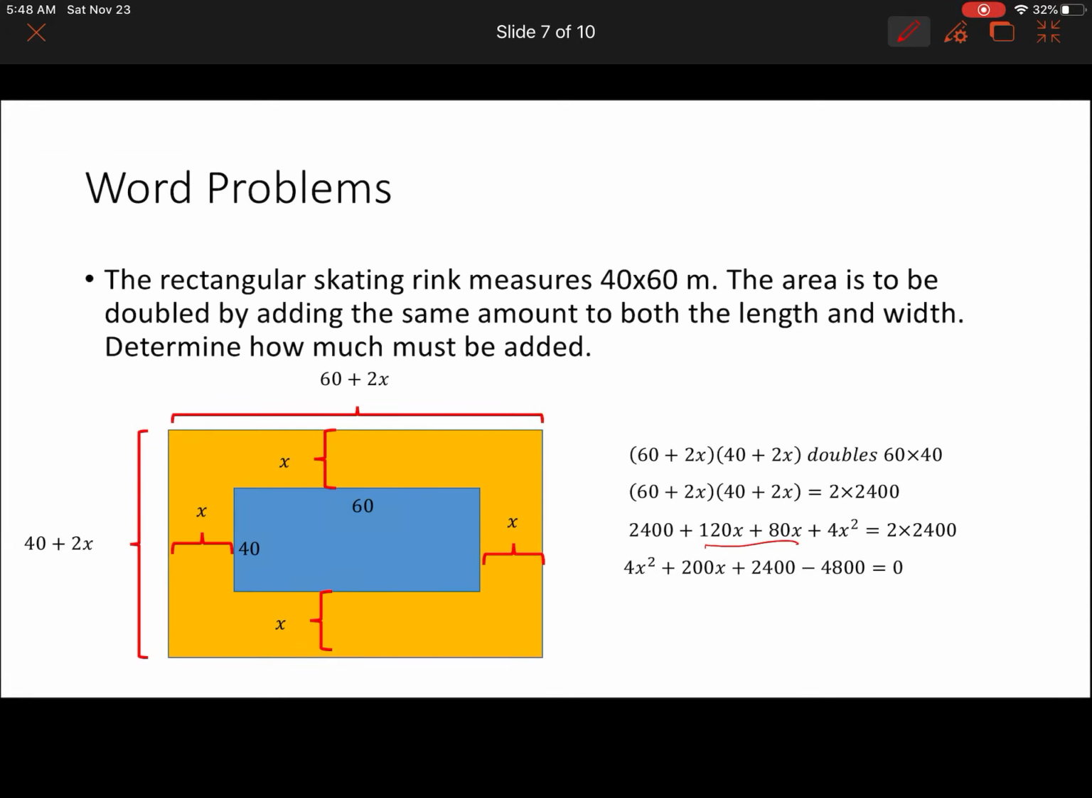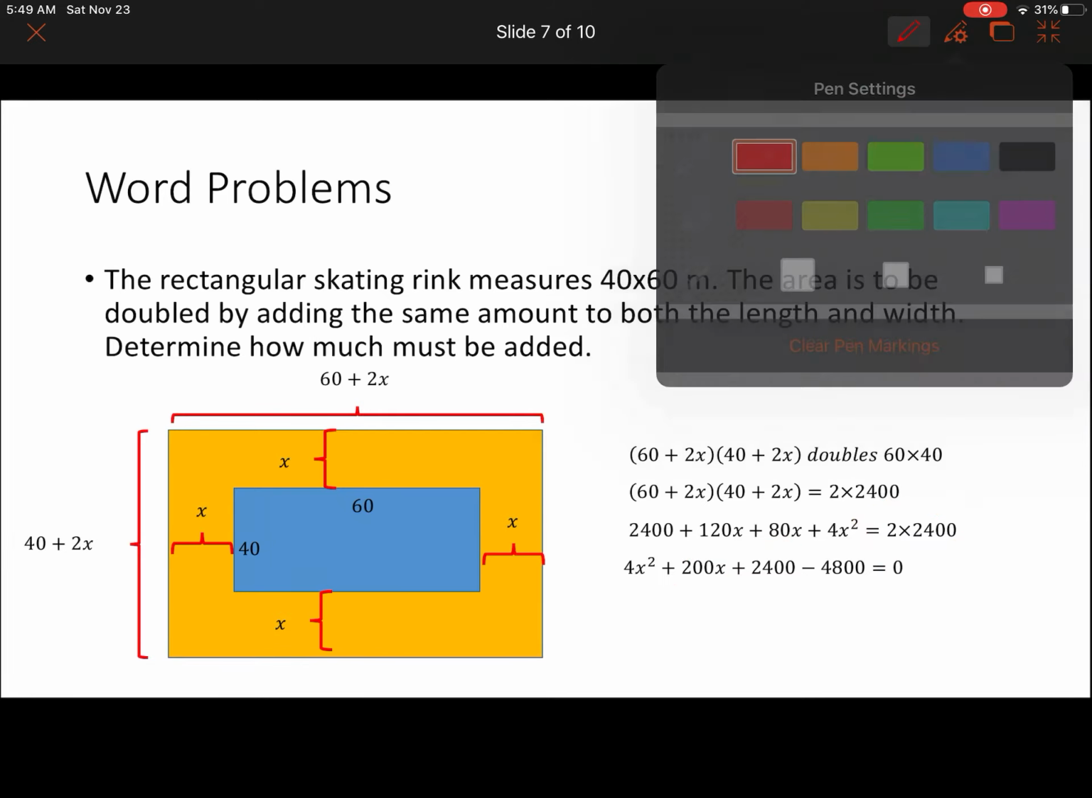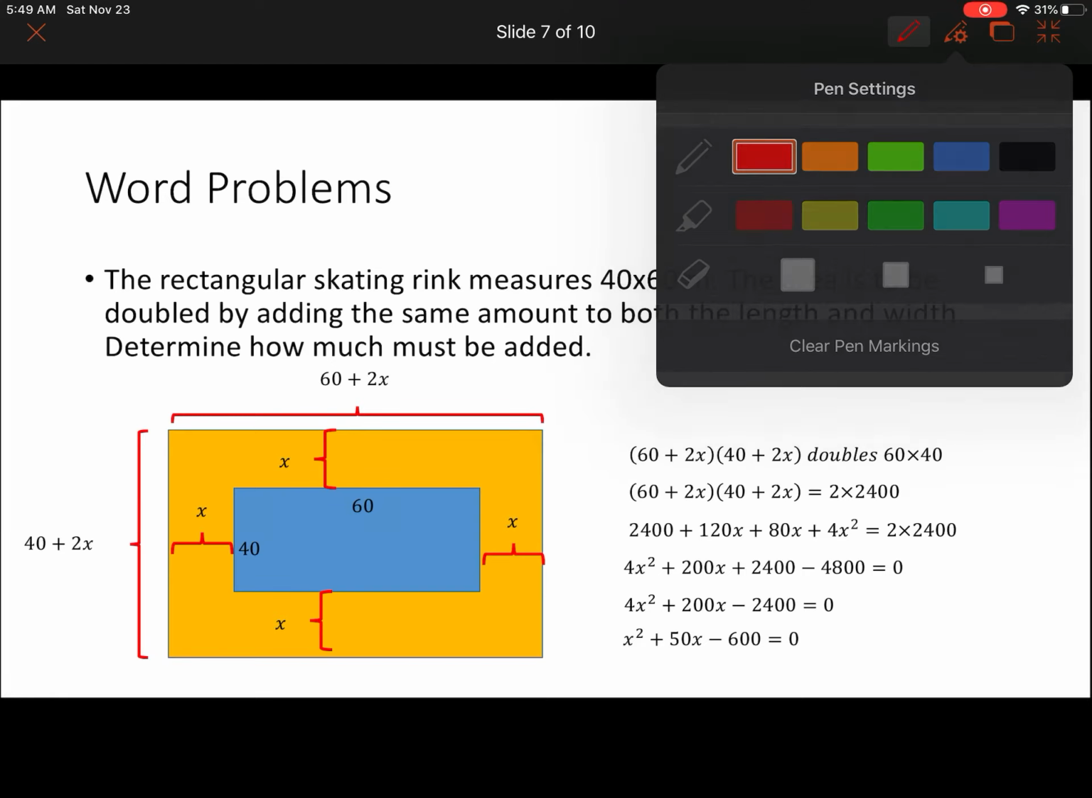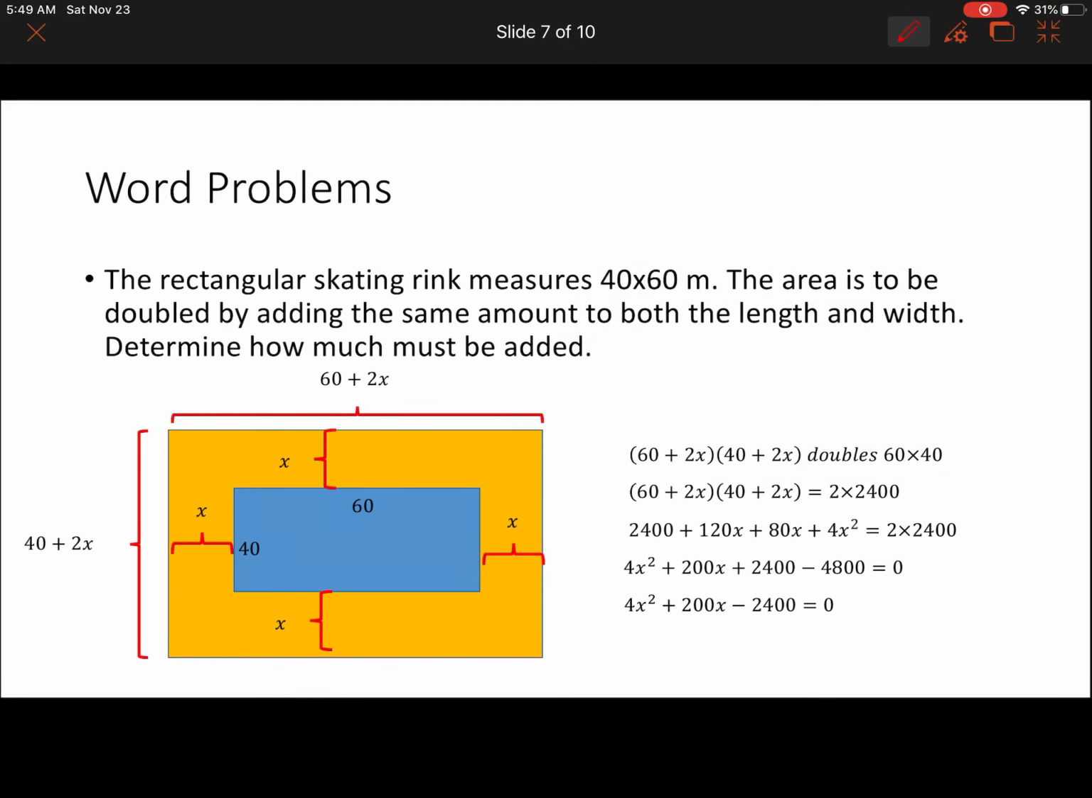Okay, collect like terms. That's going to be equal to 120 plus 80 is 200x. Bring this 4800. 2 times 2400 equals 4800. And I brought it over to this side. Now there's a 0. And now I can, by the way, 2400 minus 4800 is this value. And now I can use the quadratic, of course, you don't have to do this when you're using the quadratic equation, but you can divide everything by 4. So I can divide by 4.